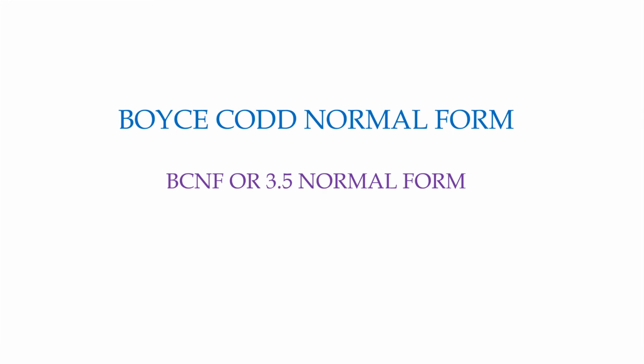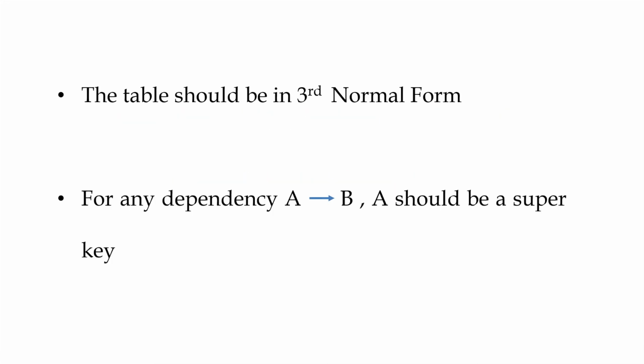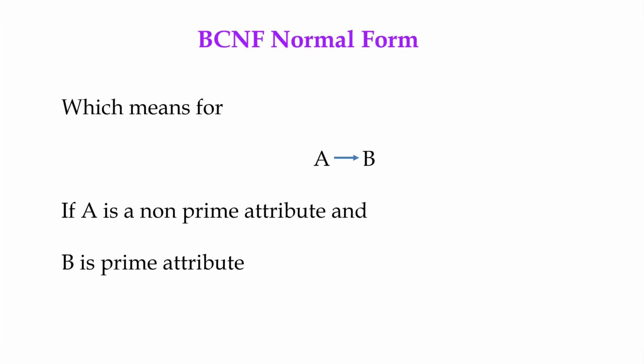Now the next normal form is called Boyce Codd normal form. This normal form is also called the 3.5 normal form. It is an extension of the third normal form. For the table to be in Boyce Codd normal form, the table should be in third normal form, and second, if a relation exists like A derives B, A should be the super key. That is, if A tends to B, it means A is a non-prime attribute and B is a prime attribute.